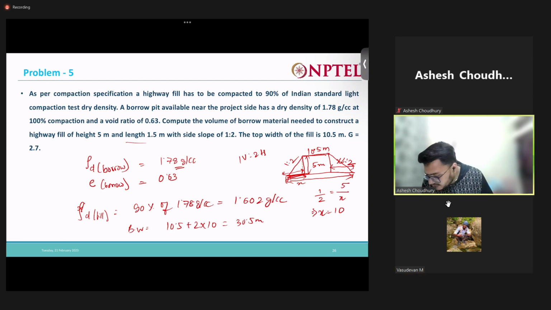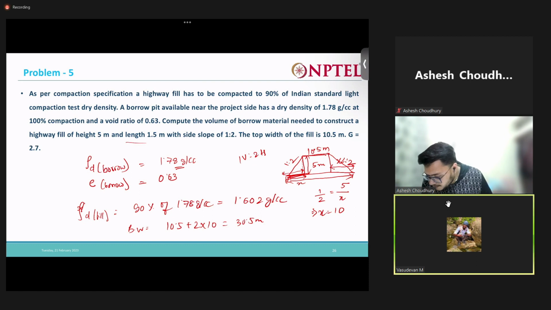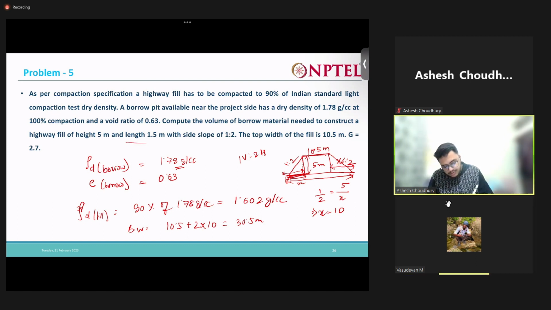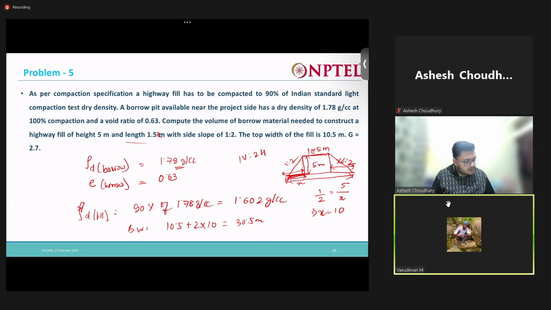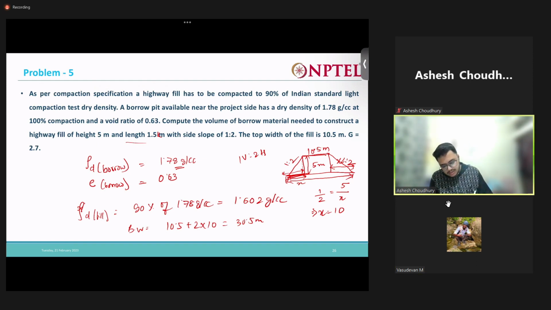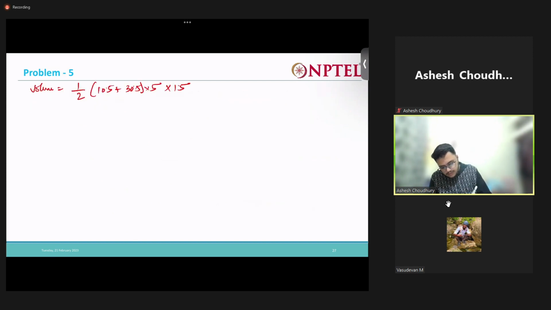It should be 1.5 km, I think. So it's 1500, that is 1.5 into 1000. So my volume comes out to be 153750 meter cube.